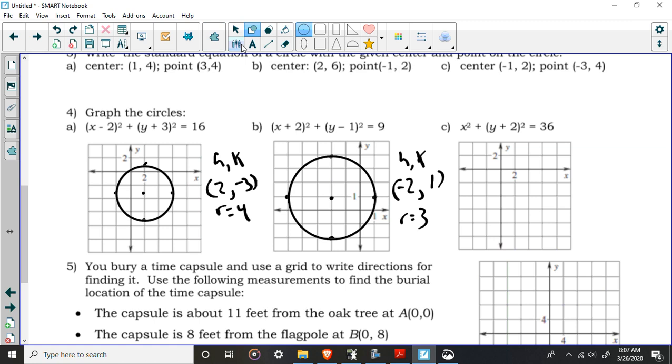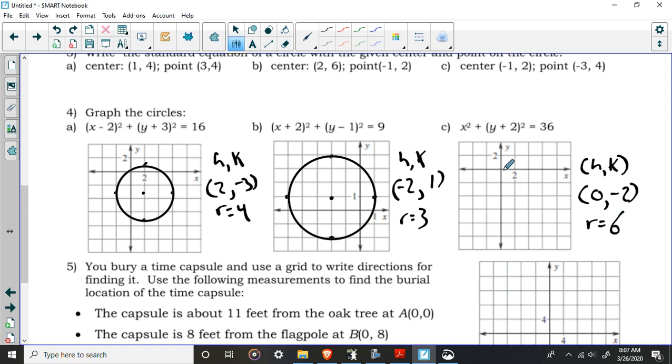Last one, again, things we were saying before, nothing is added or subtracted to x. Okay, so what does that mean? It's going to be 0, right? So H, K, again, nothing is added to x. Okay. Flip the sign, this +2 is going to become -2. And your radius is equal to the square root of 36, right? Because 6 times 6 makes 36. Okay, so where we're going, 0, -2.